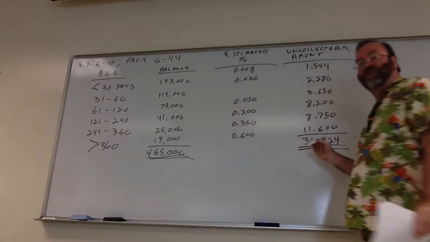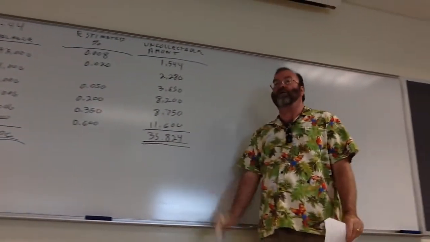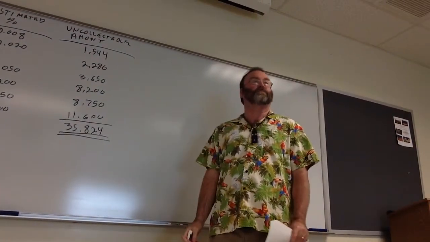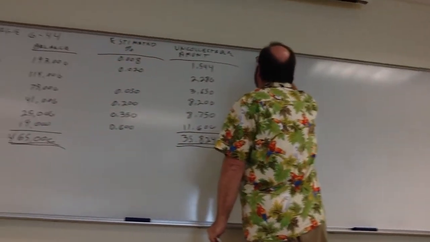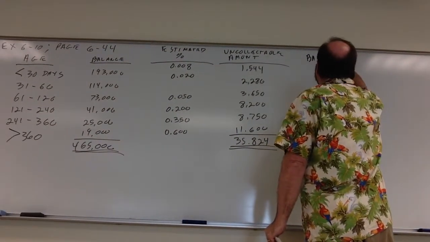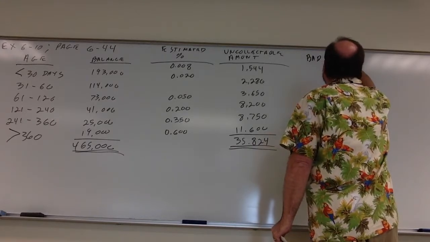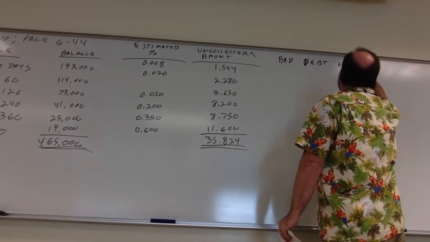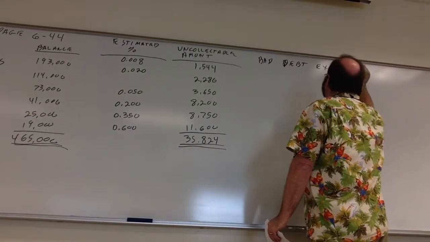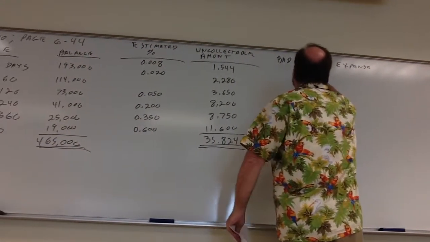That gives you a required balance in the allowance for uncollectible accounts of $35,824. So your journal entry is going to be a debit to bad debt, and a credit to the allowance for doubtful accounts.